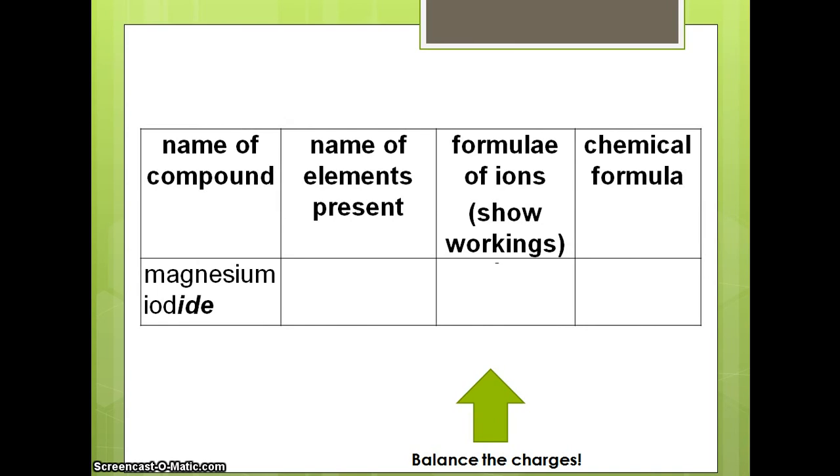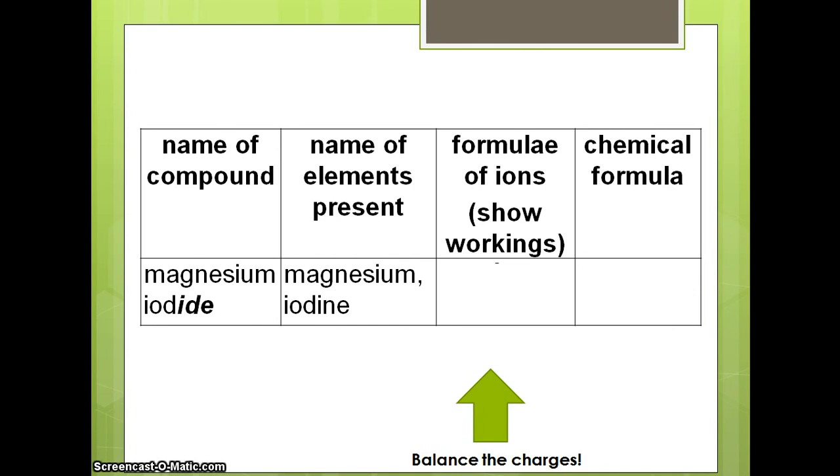Now, let us look at the next example. The name of the compound given here is magnesium iodide. Next, we write the name of the elements present in the compound. In this case, it is magnesium and iodine. Take note that when we are writing the name of the ion in the compound, the name ends with "-ide", I-D-E. So, the ion in the compound is called iodide. The element, however, is called iodine.